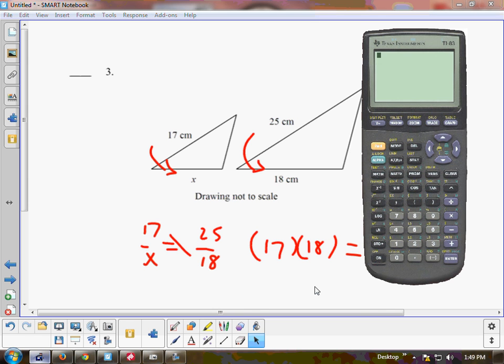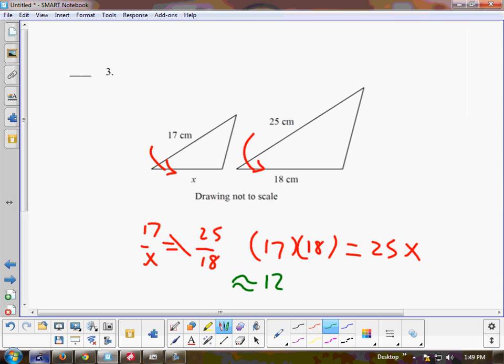So you can put this into your calculator. 17 times 18 equals 306 divided by 25, was it? Yeah. And we get 12.24, which rounds to approximately 12.2, and that's centimeters.